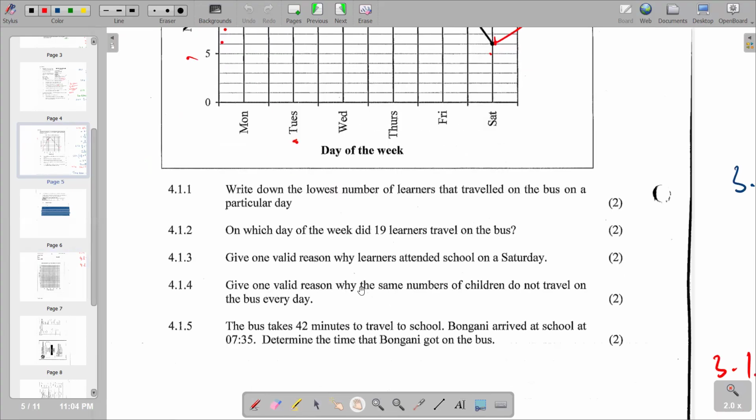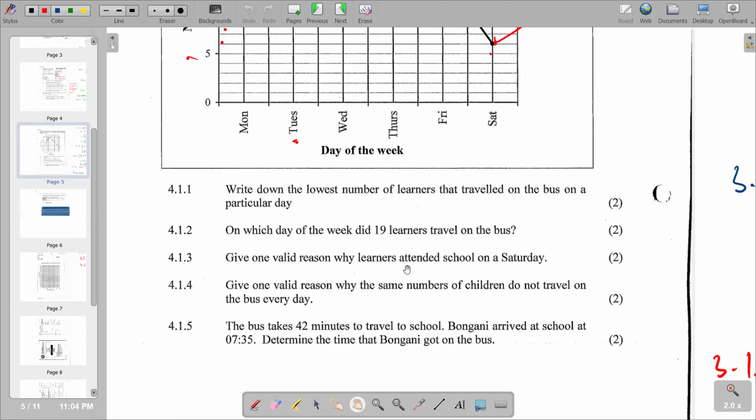Give one valid reason why the same number of children do not travel on the bus every day. So basically we are saying, why are we having different figures of children traveling on the bus every day? Remember, when the bus arrives, it doesn't mean we're going to have the same number of children at the bus stop every day. It varies according to the punctuality of the students on a particular day. That is the main reason that we can raise.